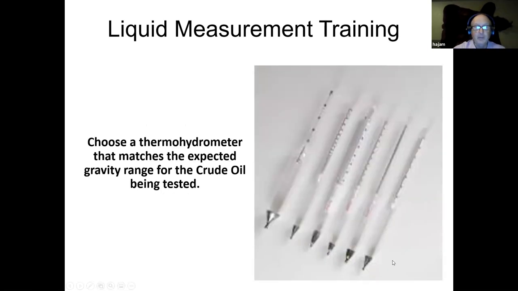Then you choose your hydrometer. It matches the expected gravity range of the crude oil you're testing. We've already mentioned that. So just make sure that you have the range of gravities you're going to be testing with your hydrometers.